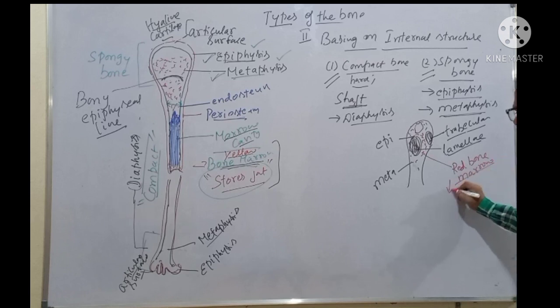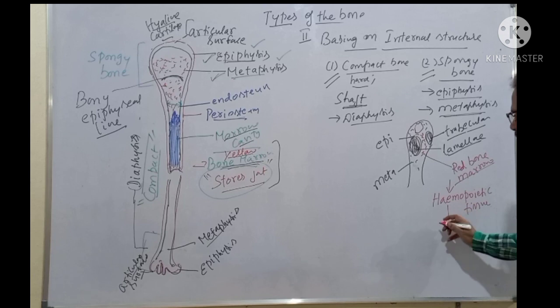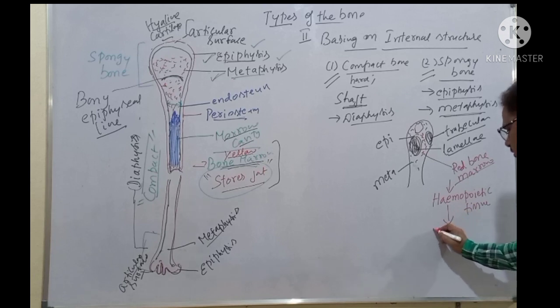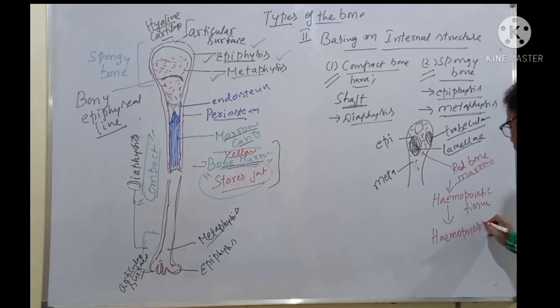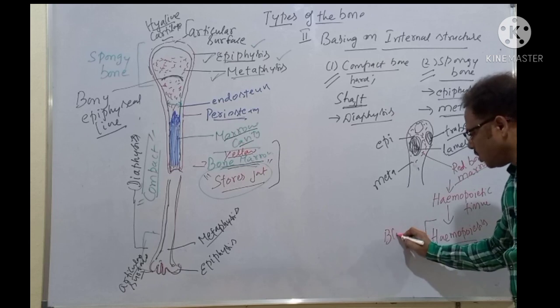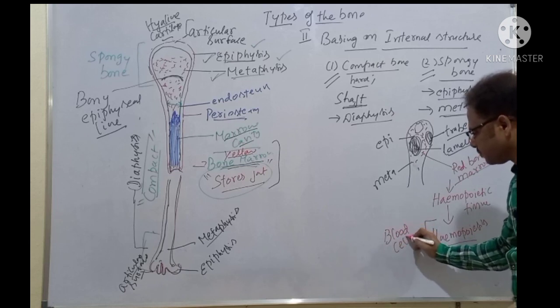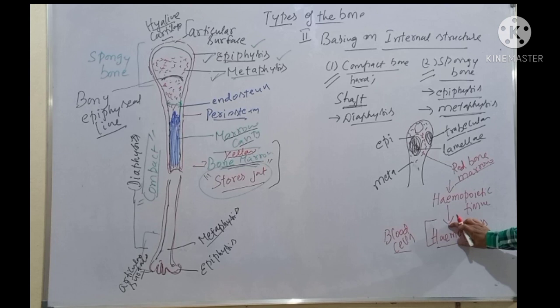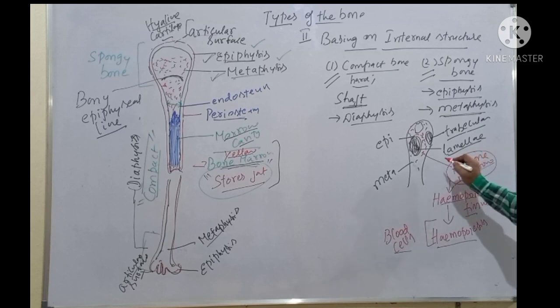Red bone marrow is a hemopoietic tissue. What is a hemopoietic tissue? Which forms the blood cells. That is called hemopoiesis, the process of formation of the blood cells. Hemopoiesis is done by the hemopoietic tissue, which is nothing but the red bone marrow.